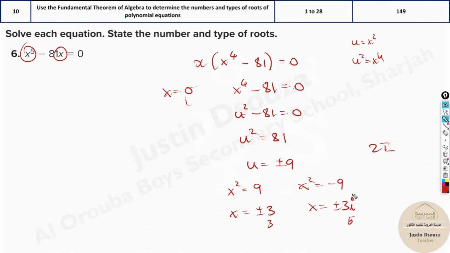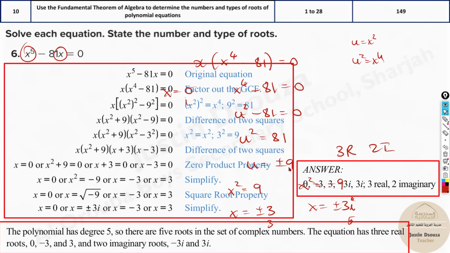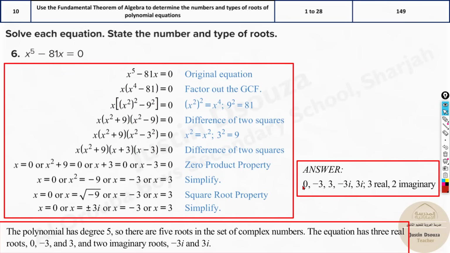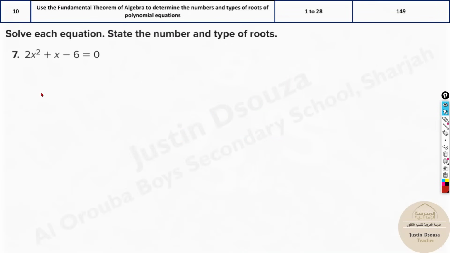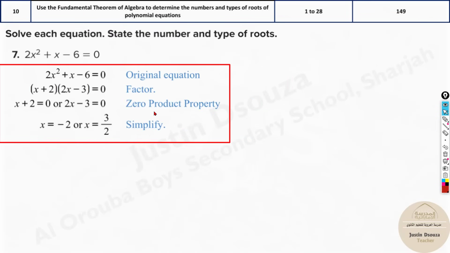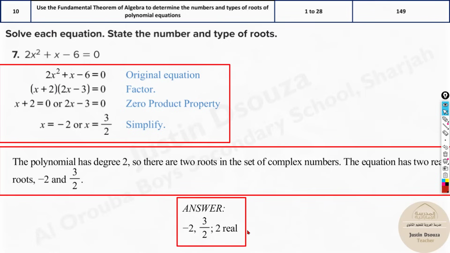Plus or minus 3i are imaginary. 0 is one root, plus or minus 3 is the other two roots, so 3 real roots. So this is the final answer. You can see here it is all written in detail. 0, plus minus 3, plus minus 3i, so 3 real roots, 2 imaginary. This is direct and calculator, you can do it by yourselves, very straightforward. This is it. Now here both are real roots, you get them in calculator directly.